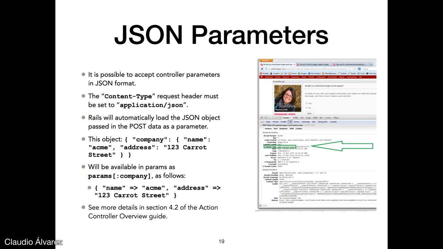Then you see that the object contains company: and then the description of this company object. Then you can retrieve that company object by going to params company, and it will give you a hash with all the key value pairs.